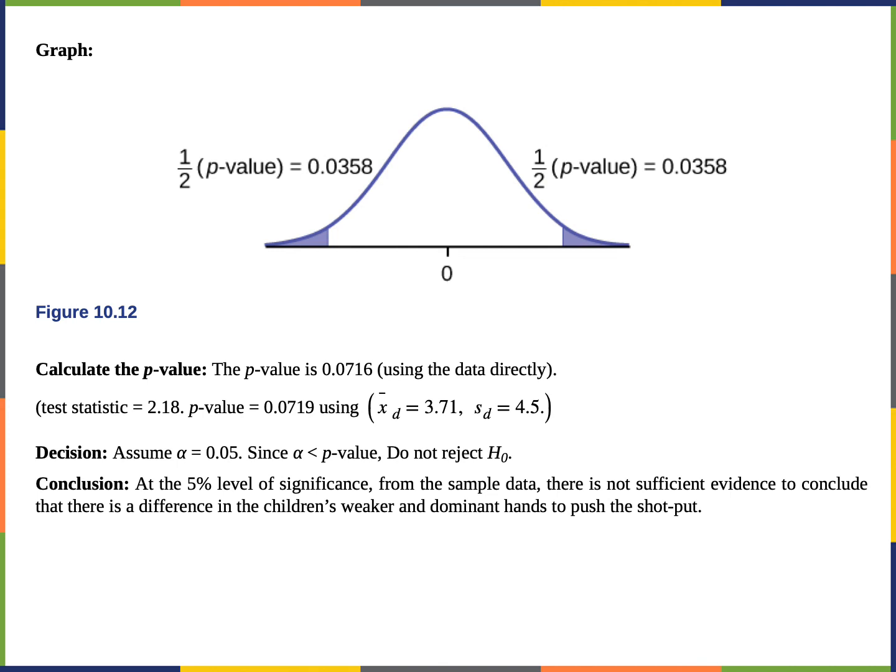And so what's our decision? If we assume that alpha is 0.05, alpha is less than the p-value, or in other words, the p-value is high, so the null must fly. We do not reject the null hypothesis. So we conclude at the 5% level of significance from the sample data, there is not sufficient evidence to conclude there's a difference in the children's weaker and dominant hands to push the shot put.